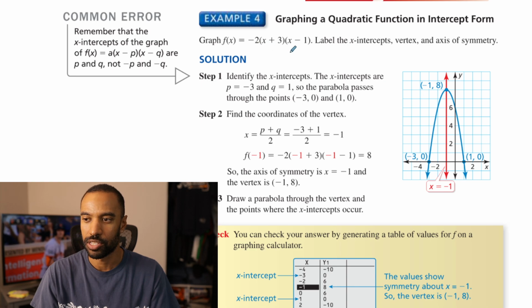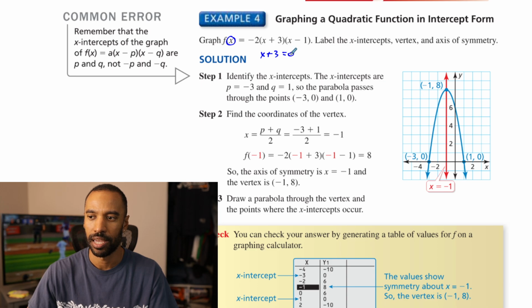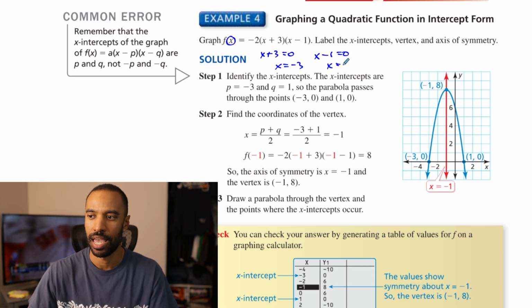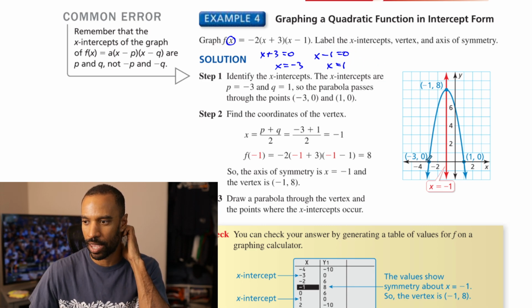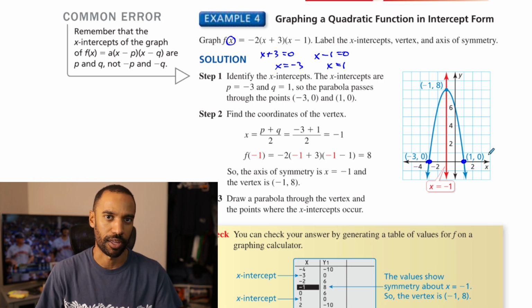So as far as this goes, your intercepts will be negative 3 and 1. Notice they'll be opposite of these values because technically what you're doing is setting this equation equal to 0, using zero product property, and solving these two equations. This is where x equals negative 3, x equals 1. The values of x where y equals 0 are your x-intercepts. That's the first thing you'll end up plotting for the most part on this.